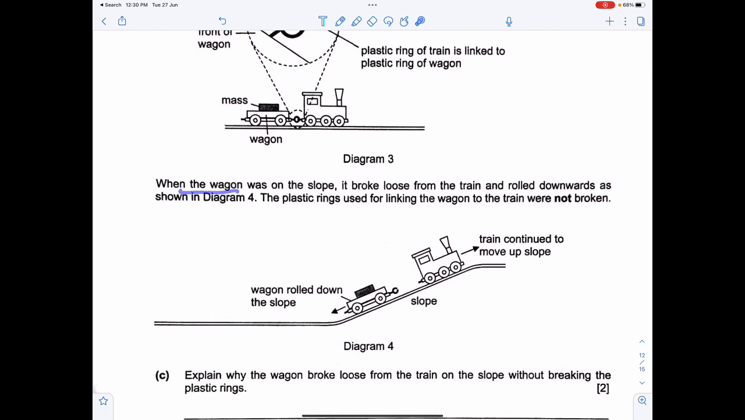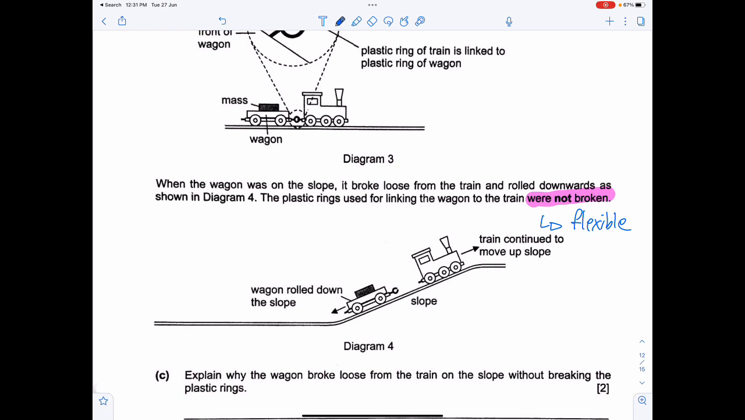So when the wagon was on the slope, it broke loose and rolled downwards. The plastic rings were not broken. Once again, they told you, not broken. How come? It's got to do with why it is not broken. Oh, because magic? Of course not. It's got to do with the property of the plastic. It's got to do with the fact that it's flexible. It's able to bend, such that the opening is wider.